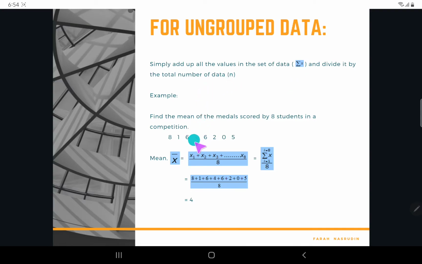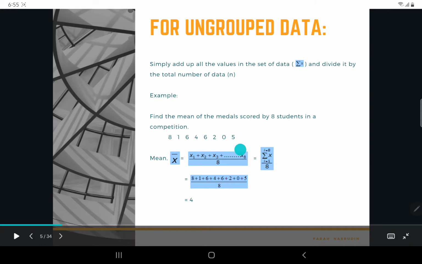For example, we want to find the mean of the marks scored by 8 students in the competition. So this is our data. Here we have 1, 2, 3, 4, 5, 6, 7, 8 data altogether. So we just need to sum up all the values here: 8 plus 1 plus 6 plus 4 plus 6 plus 2 plus 0 plus 5, divided by 8 because we have 8 data here. So the answer for mean will be equal to 4.